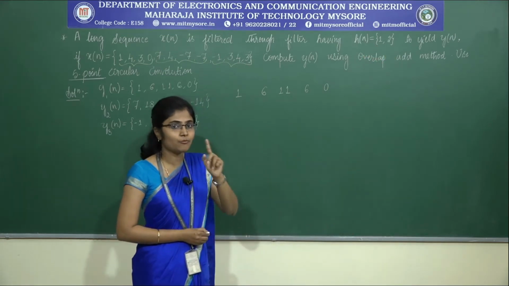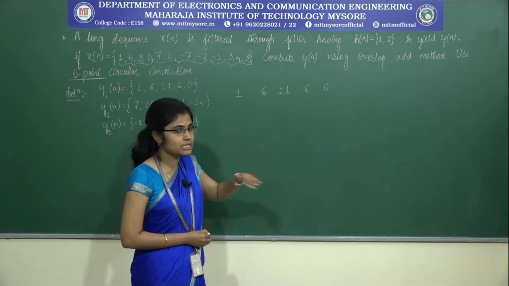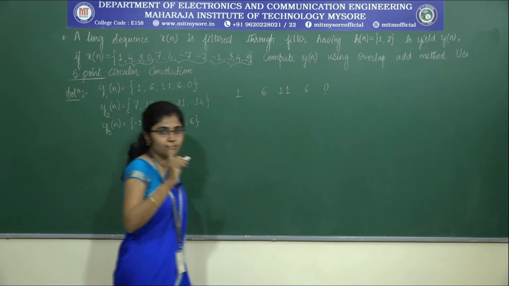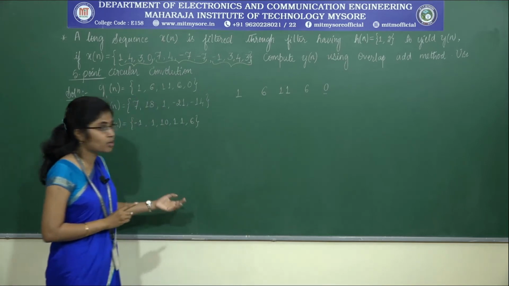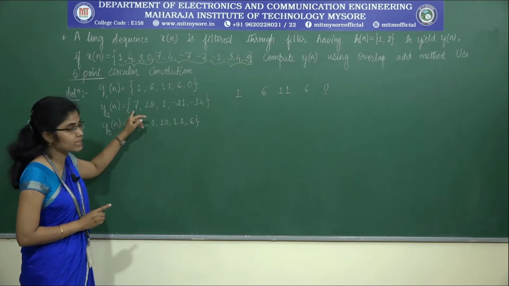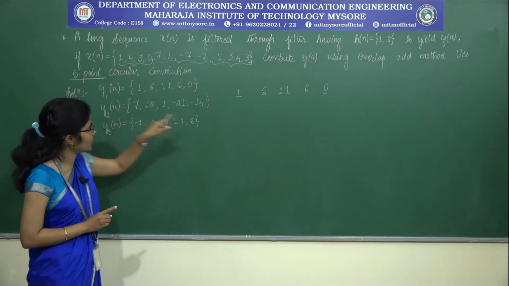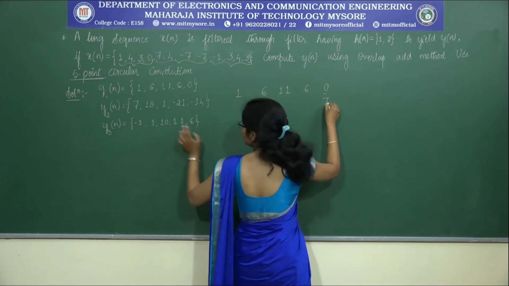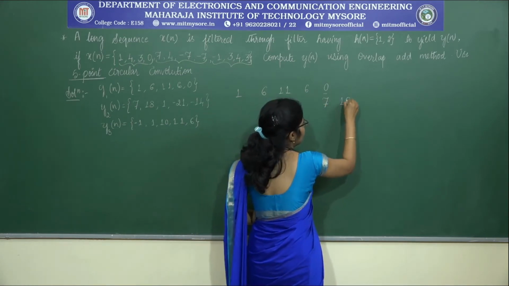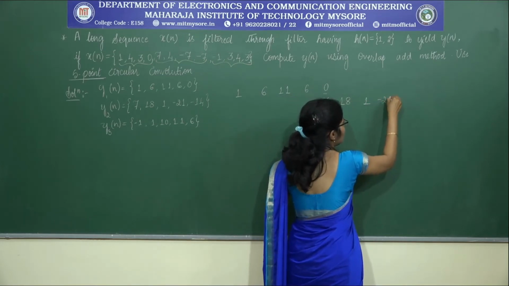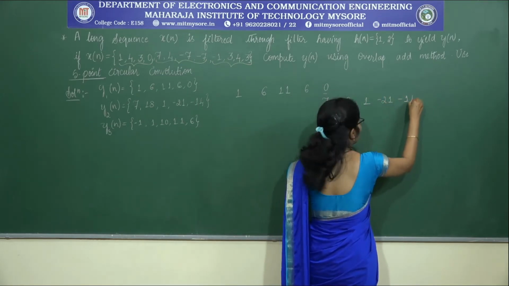I need to overlap one sample, the last sample of y1 of n, with the first m minus 1 sample of the succeeding block. The succeeding block is y2. So again m minus 1 is 1. I need to overlap this with this one. So here comes 7 followed by 18, then it is 1, minus 21, minus 14.